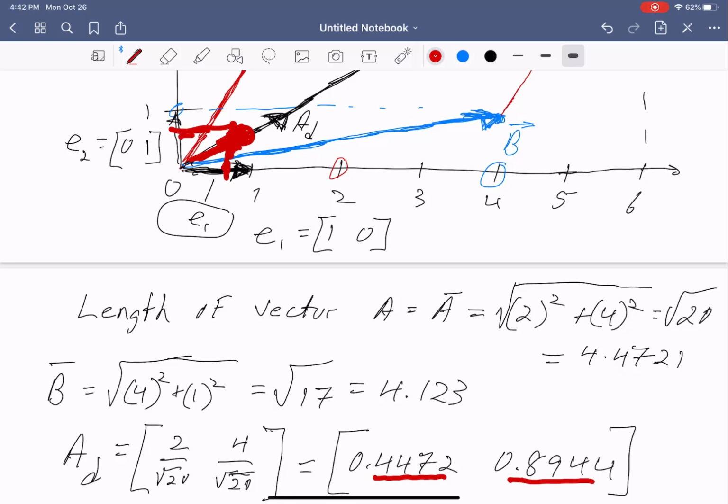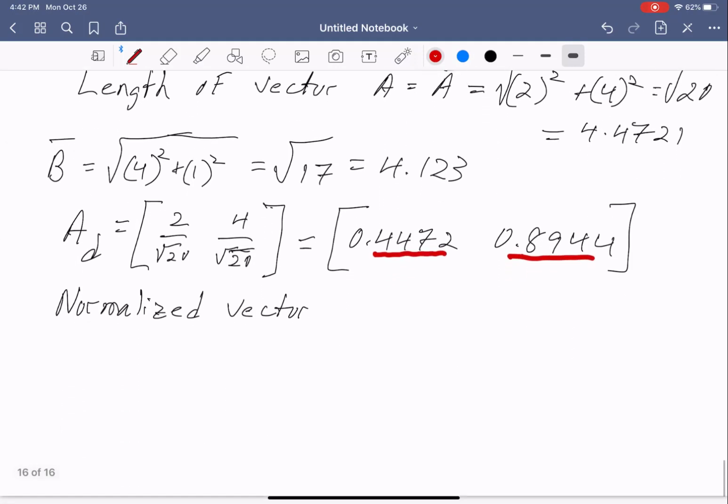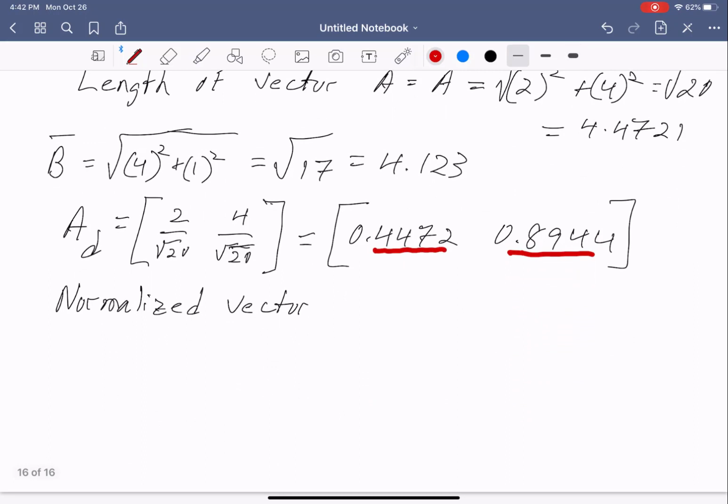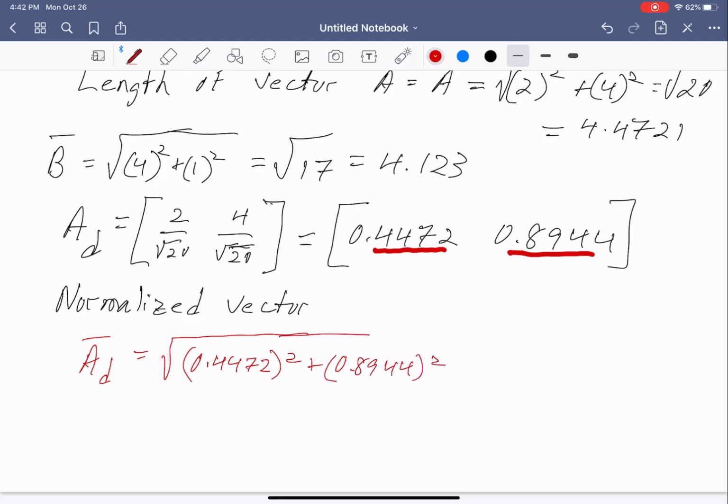All right, now let's look at this AD a bit more. If we look at the length of AD, we find that it's equal to the square root of 0.4472 squared plus 0.8944 squared, and that's equal to the square root of 1, which is equal to 1. So the vector has length 1.